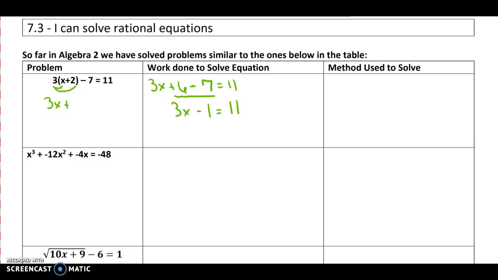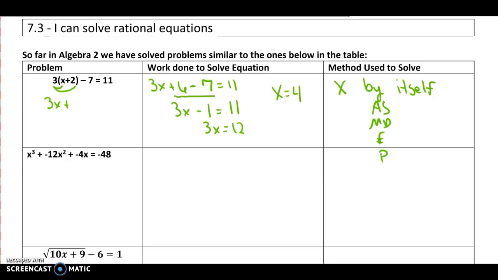Now to get x by itself, I'm going to move the 3 and the 1 over. I'm going to start by adding the 1, so now I have 3x equaling 12. Then I'm going to move the 3 by dividing. When I'm done, I have x equals 4. In this problem, the method I used was to get x by itself. Basically, I worked backwards in my order of operations.